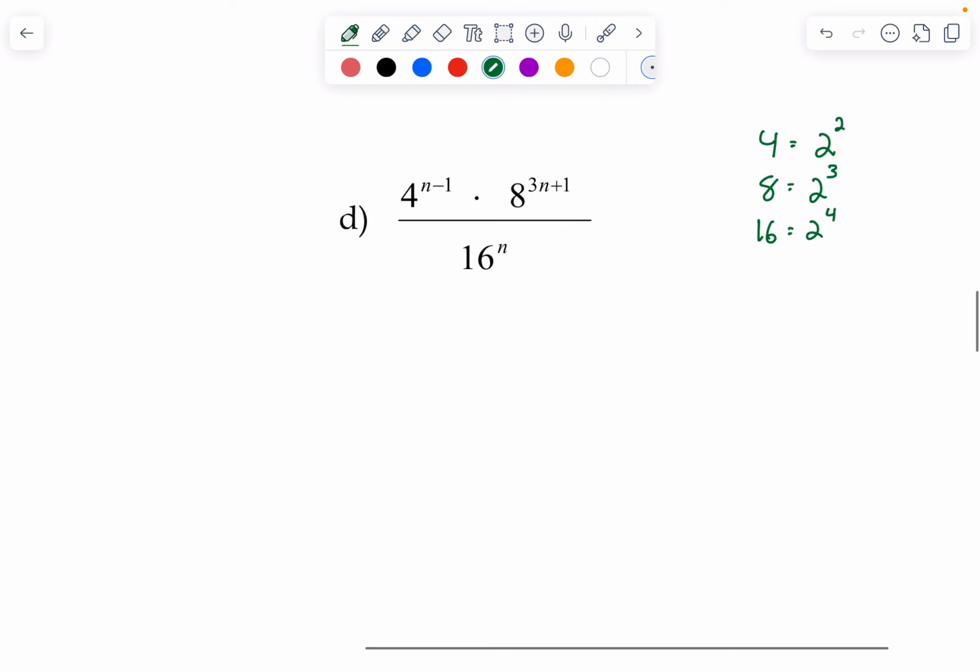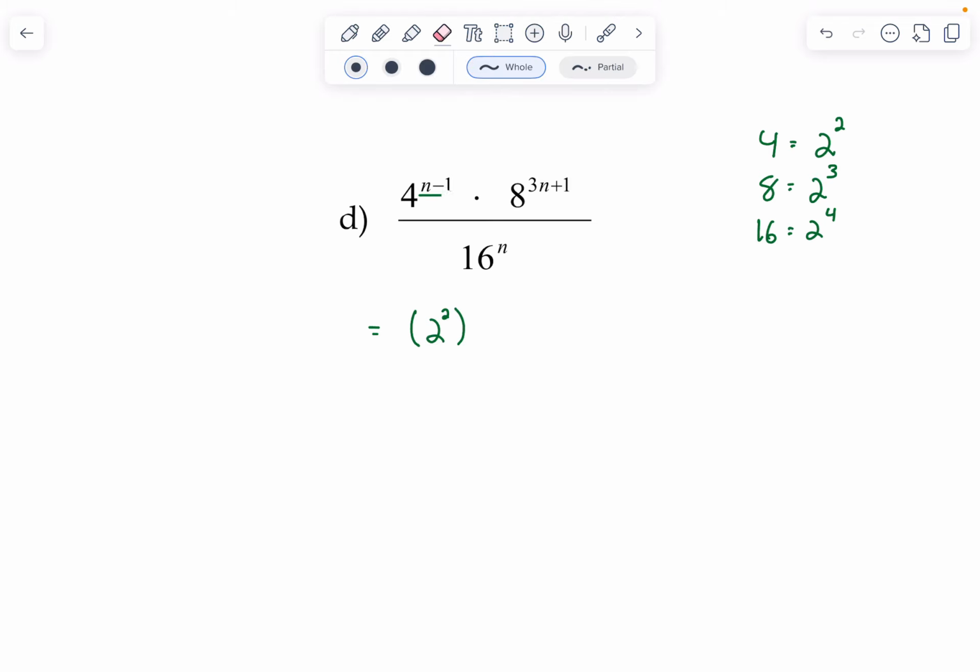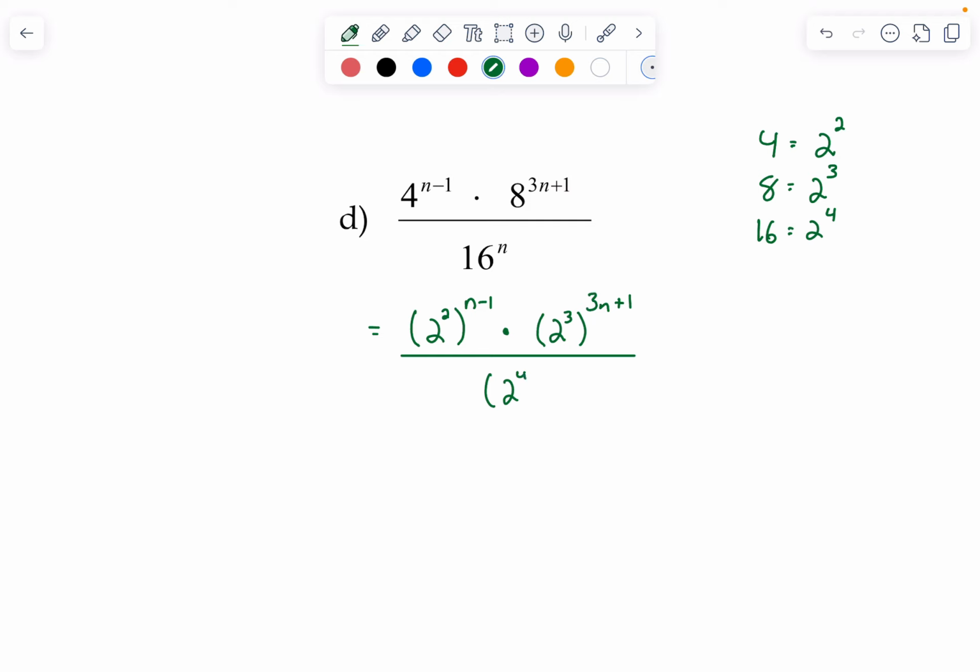So let me use those and replace what I see in front. So this 4 right here is going to become 2 squared. And it's still being put to the power of n minus 1. So n minus 1. Multiplying that by, well, let's replace that 8. That 8 is the same thing as me saying 2 cubed. And that is still being put to the power of 3n plus 1. And then on the bottom, that 16 can be rewritten as 2 to the 4 to the n.